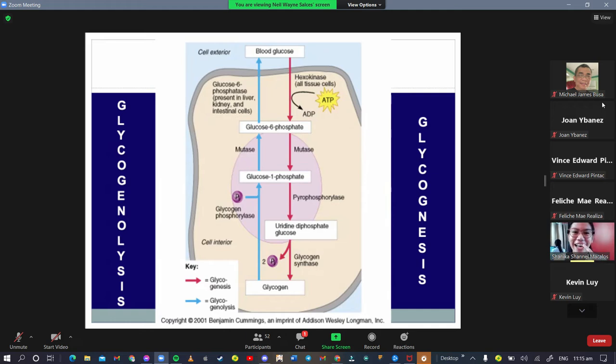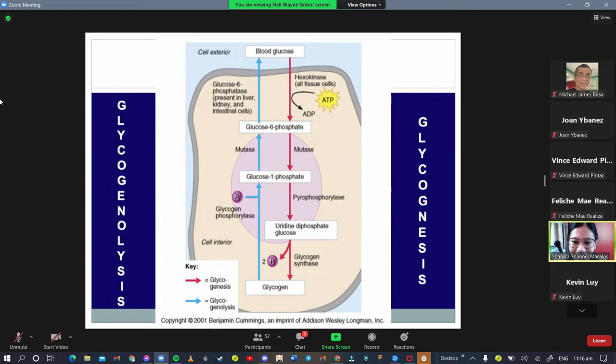If I'm correct, with this, from the glucose 6-phosphate, since it is phosphorylated, the function of the mutase is isomerization, or the changing of position of the phosphate from carbon 6 to carbon 1. So it will become glucose 1-phosphate. From the 6 carbon, the phosphate transfers to the first carbon, so it will become glucose 1-phosphate.